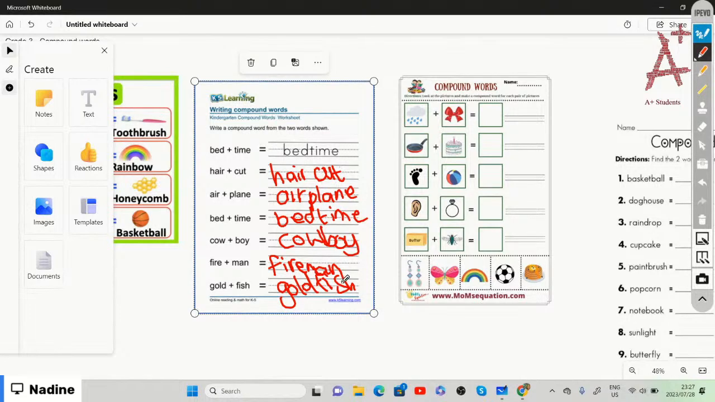All right, so basically what we just did was we took the two small words and then we joined them or connected them, and then we got a compound word. An example was bed plus time, and bed plus time equals bedtime.